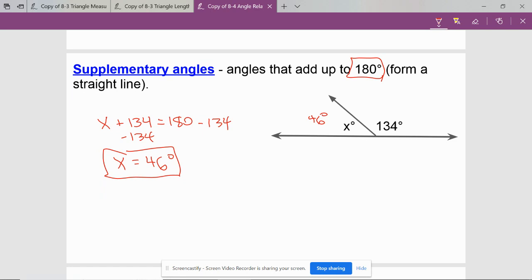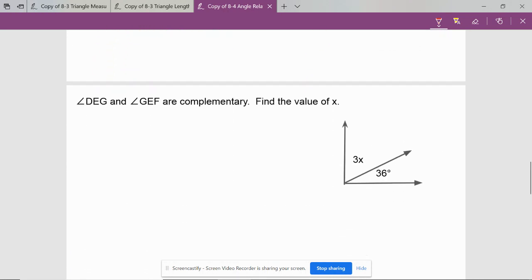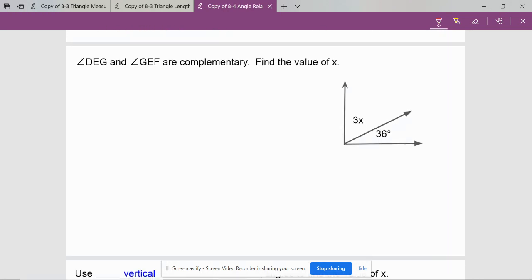So make sure you know if it's asking you for a supplementary angle, a complementary angle, vertical angles, or adjacent angles. We need to know what those things are and how to define those. Again, remember this is an angle symbol. It's not a greater than or less than symbol. So we understand what the question's asking us. So angle DEG and angle GEF are complementary. Find the value of x.